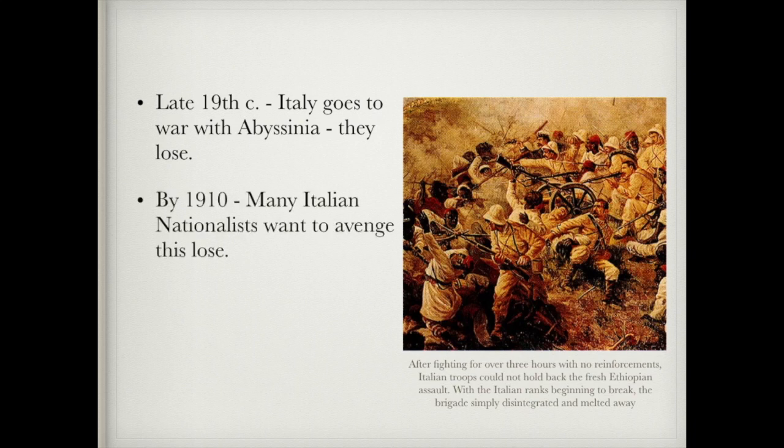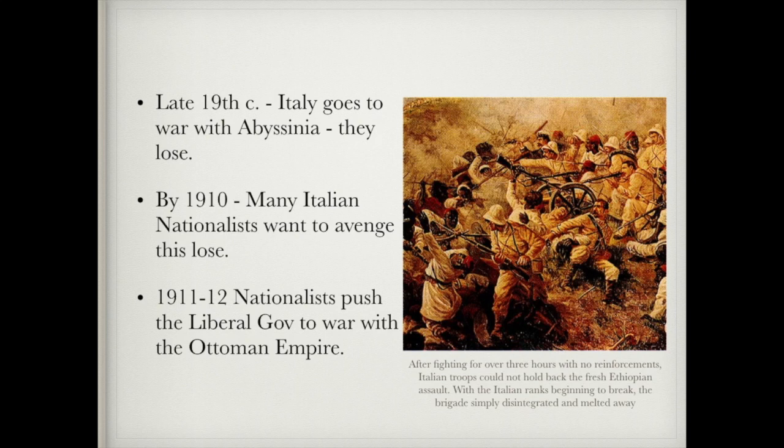So they're going to want to have revenge. They're going to want to avenge this loss. And by 1910, many Italian nationalist groups want to avenge this loss. A year later, by 1911 to 1912, nationalist groups are going to be putting a lot of pressure on the liberal government to go to war with the Ottoman Empire.